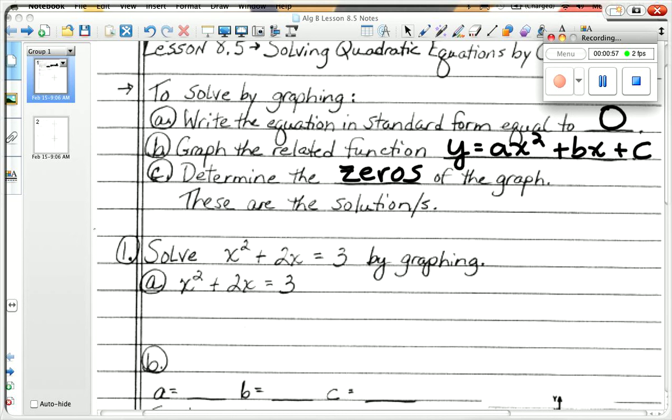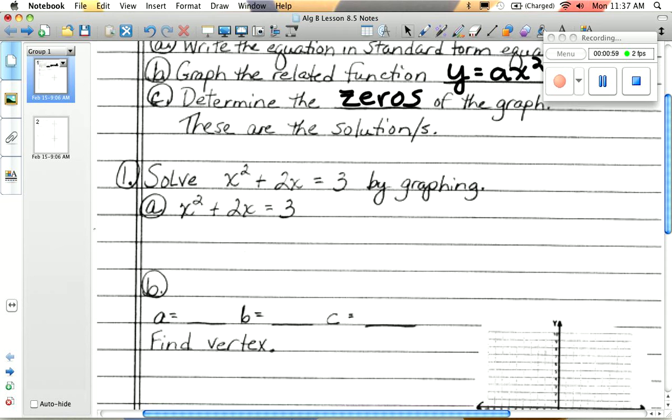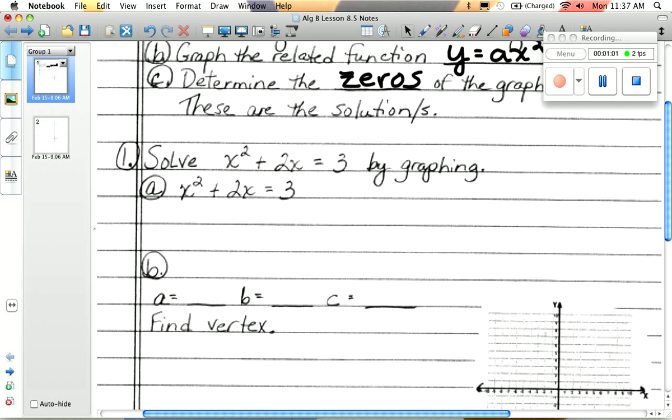Okay, so if we're going to solve this by graphing, the first step was you have to make sure it is set equal to 0. So what's our first move going to be in this one? We have x squared plus 2x equals 3. Is it in standard form set equal to 0? No. So what would be our first move?